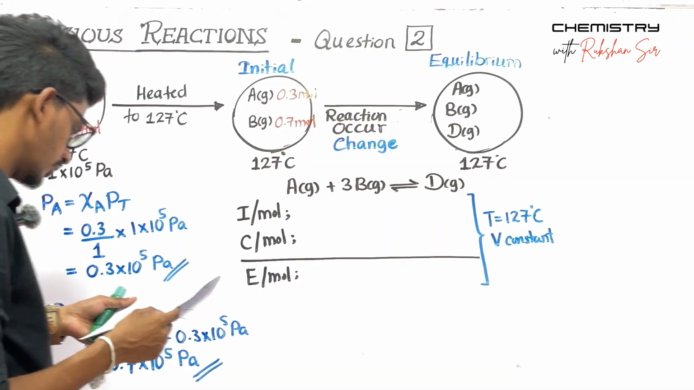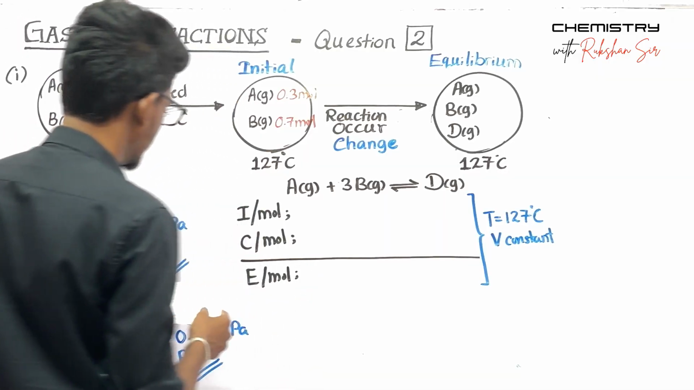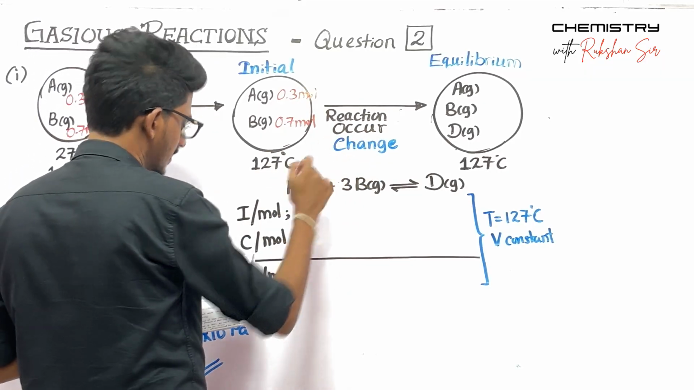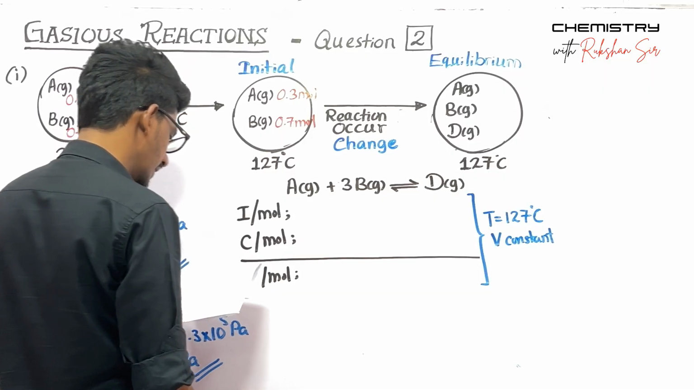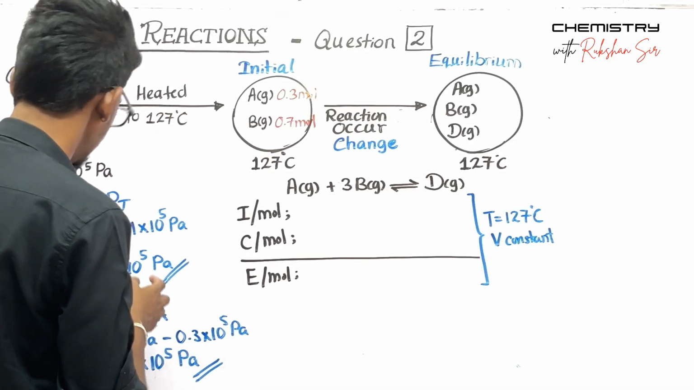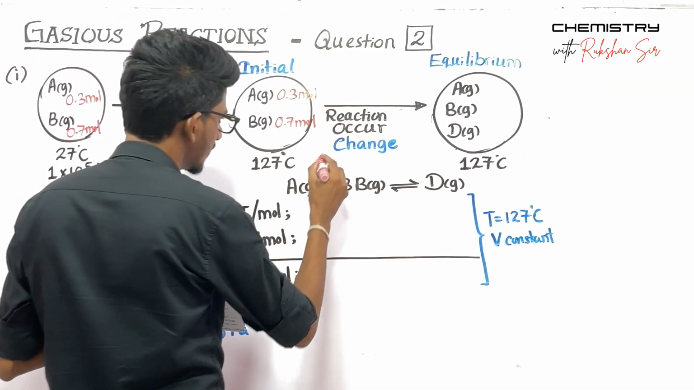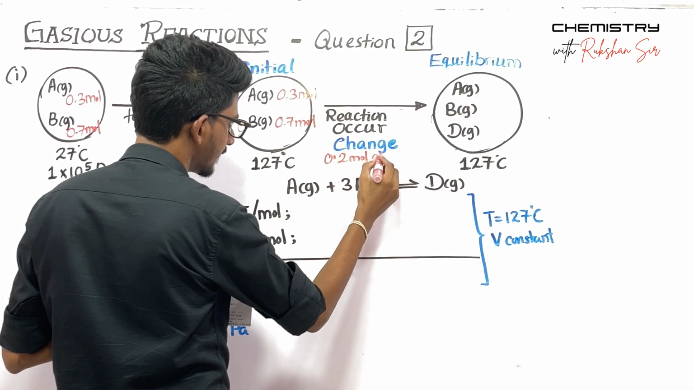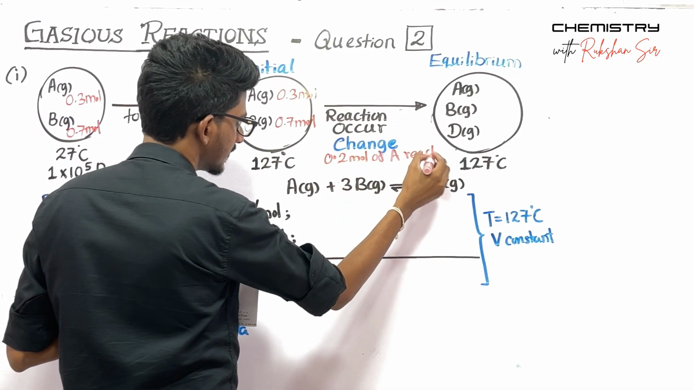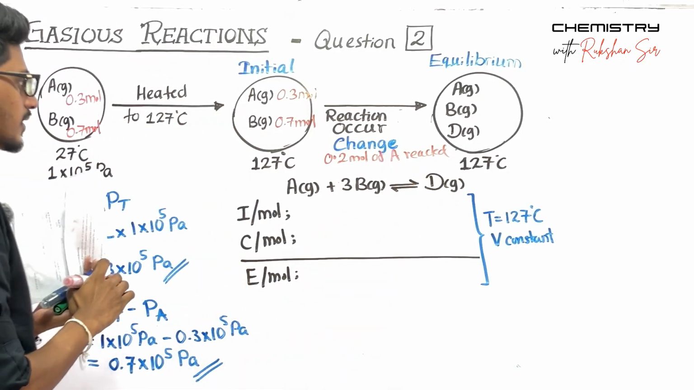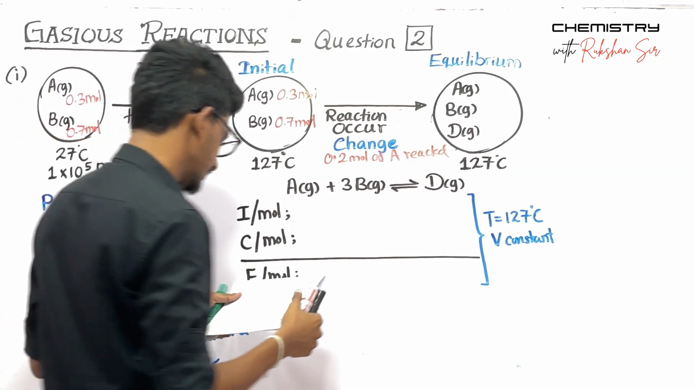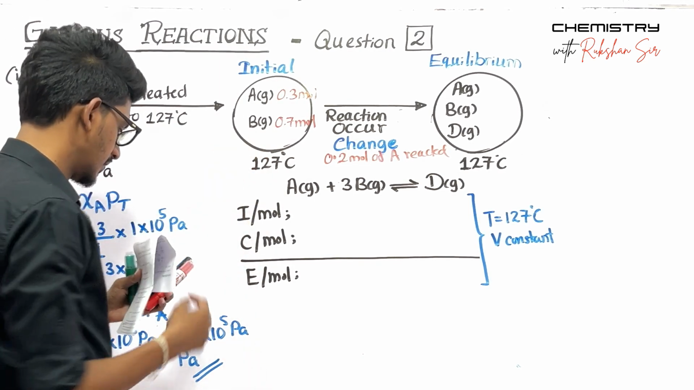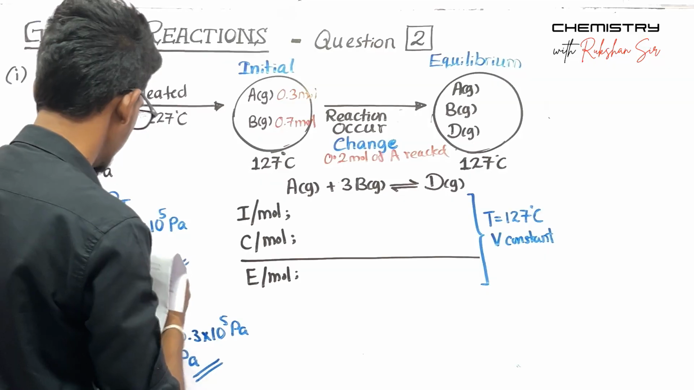So they are saying at the reaction 0.2 moles of A reacted. Okay, that is also a data given. Alright. Let's insert these values into our ICE table.